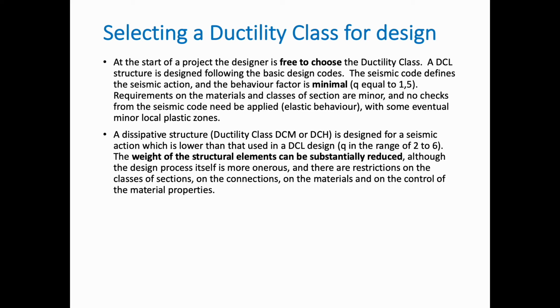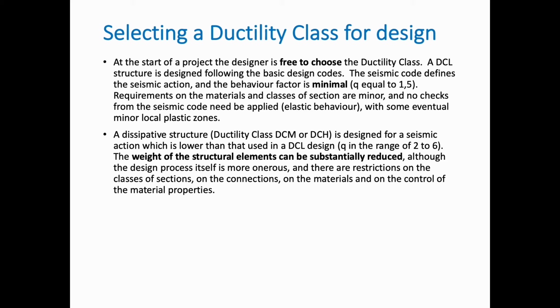When we are considering ductility classes medium and high, then the Q factor is ranging from 2 to 6. Here it is very important that the weight of the structural elements can be substantially reduced, although the design process itself is more onerous, and there are restrictions on the classes of sections, on the connections, on the materials, and on the control of the material properties.